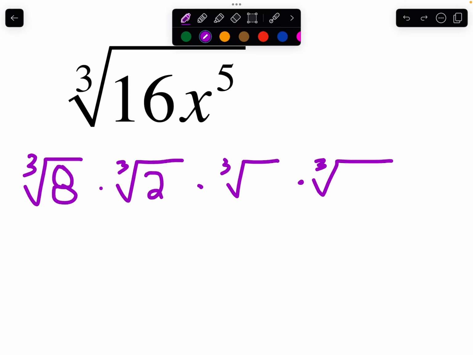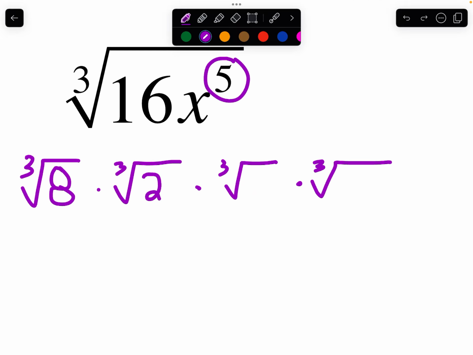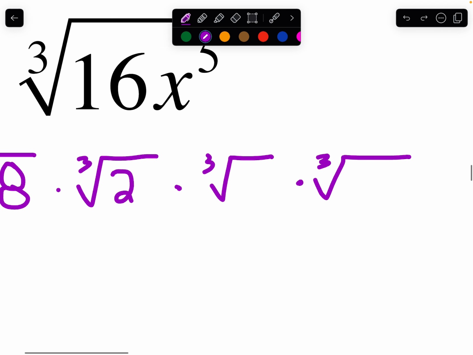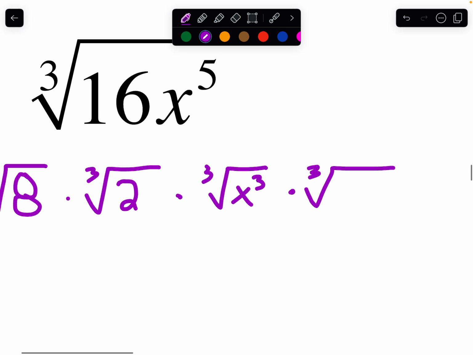For x to the fifth, our division shortcut won't work perfectly because 5 is not divisible by 3 perfectly. There'd be a remainder of 2, which is itself kind of a shortcut. But back to the textbook way of simplifying this, since we're working with cube roots, we want to split x to the fifth into as many x cubes as possible. And I can do that one time, but there would still be 2 powers of x that I haven't used yet. And so I can split x to the fifth into x cubed times x squared.